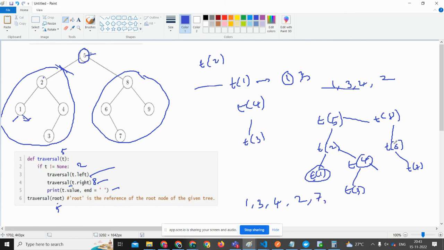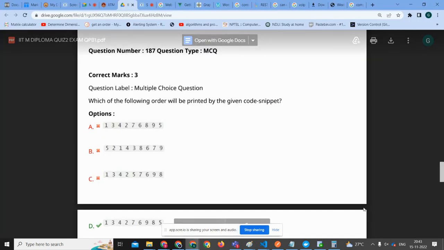Correct. Now this is traversed. Then 6. Then 8? No, 9, not 8. T of 9, which is 9. Then comes 8, and then comes 5. So this is the order.